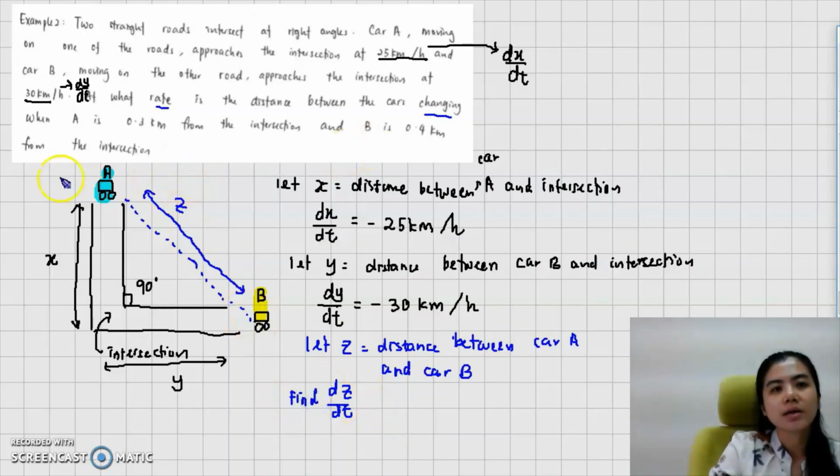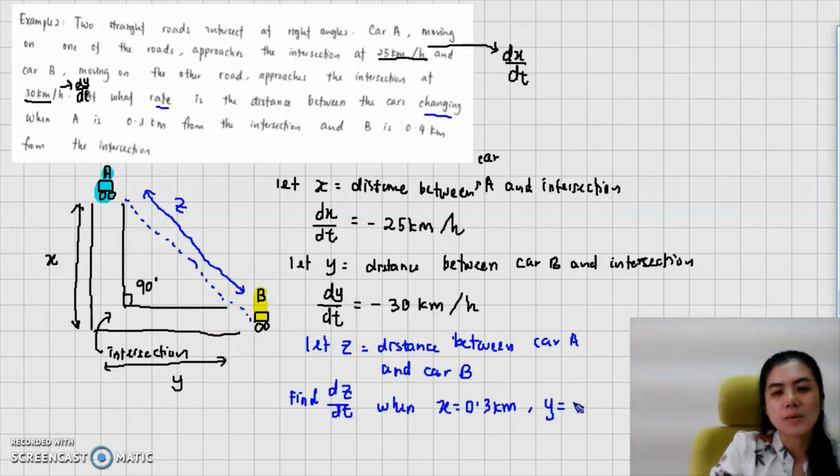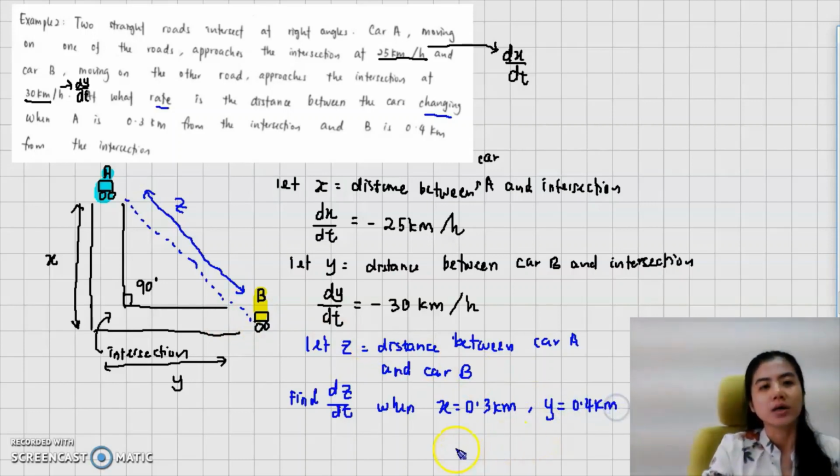To be specific, when car A is 0.3 km from the intersection, so x is 0.3 km, and B is 0.4 km from the intersection, so we have y equal to 0.4. So the picture actually helps you to visualize your problem.